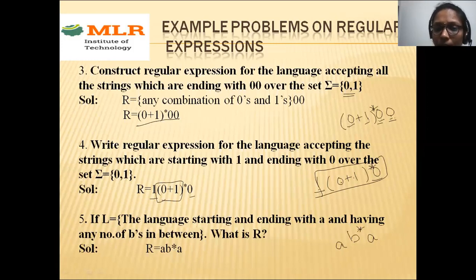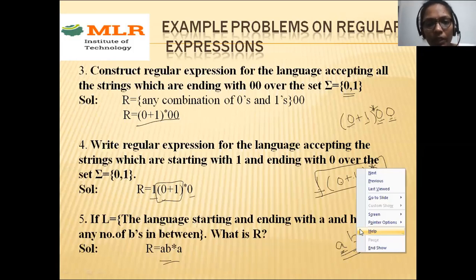I cannot take B plus, ma'am. Why? Because they didn't mention that you should get a minimum of one B, right? Any number of B's, in the sense that I should go with B star only. So A, B star, A. This will be the regular expression, starting with A, ending with A. In between, you may have any number of B's. So these are very simple if you understand the language. The thing is, you need to understand the language.